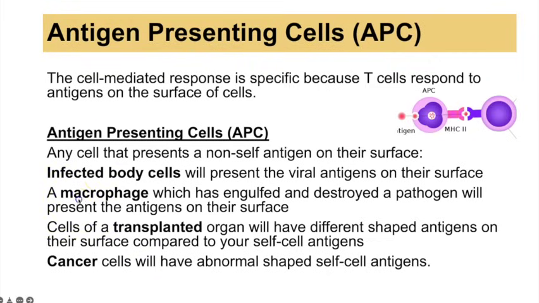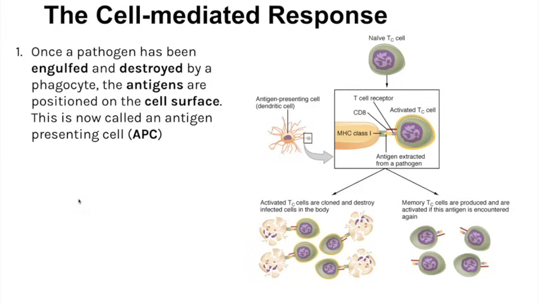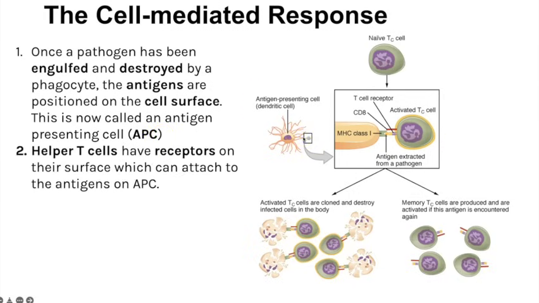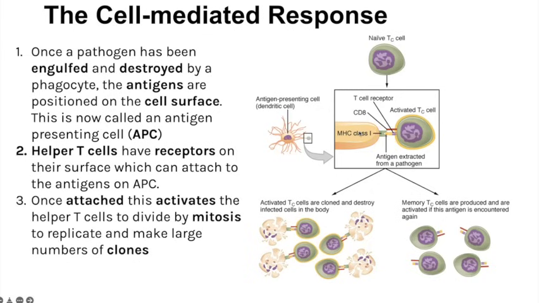an immune response. So the cell-mediated response then, once a pathogen has been engulfed and destroyed by a phagocyte, the antigens are positioned on the cell surface. And that is why we'd now call that phagocyte an antigen-presenting cell. Helper T cells, which are a type of T lymphocytes, have receptors on their surface that can attach and bind to the antigen on antigen-presenting cells. And once those two cells are bound, it activates the helper T cell to start to divide by mitosis.